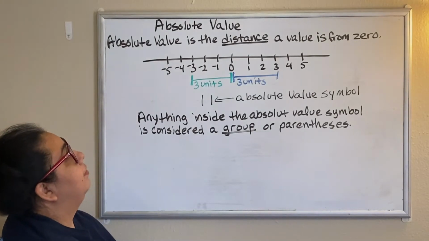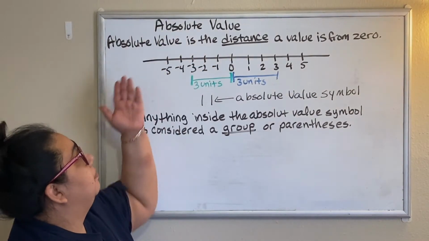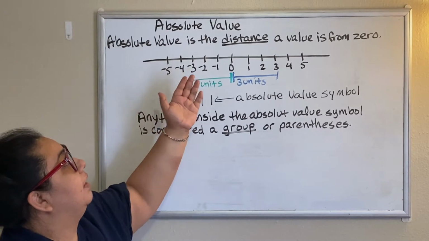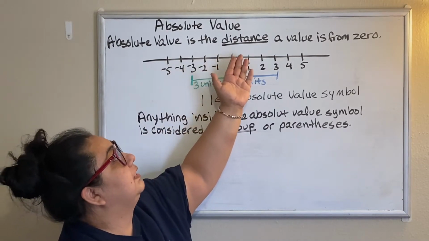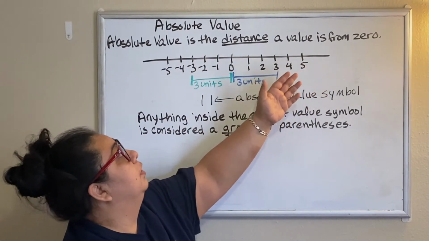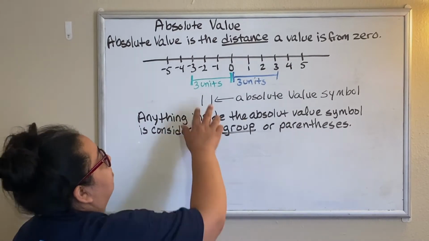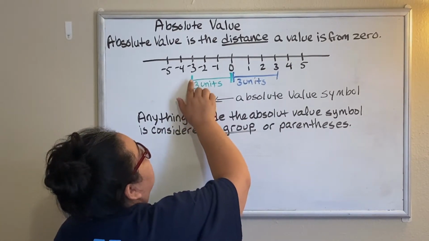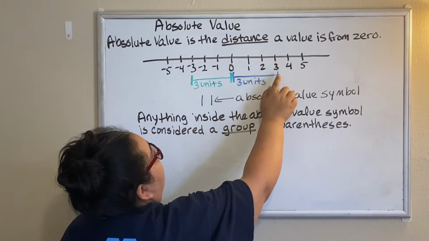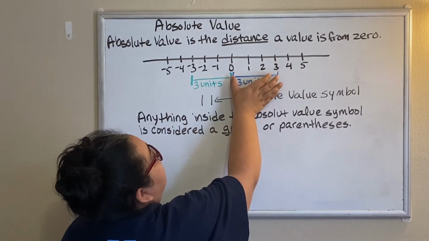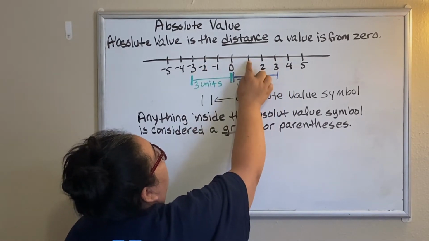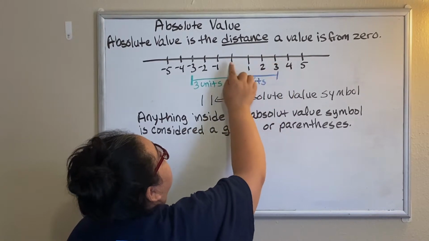Today's lesson is going to be about absolute value. And absolute value means a value's distance from zero. So I've got a couple of examples here. I've got -3 and +3. Both -3 and +3 are 1, 2, 3 units from 0.